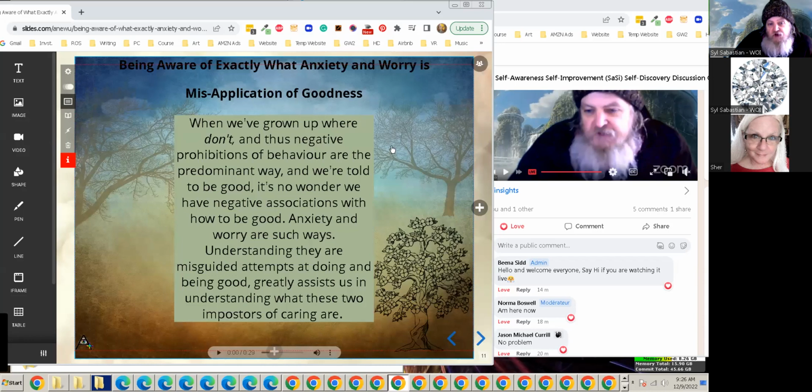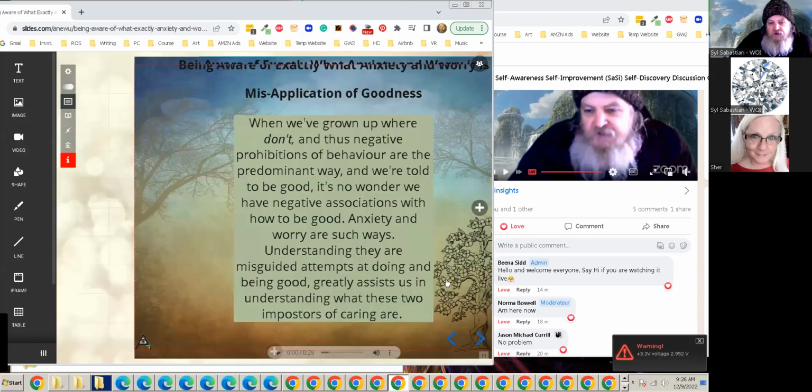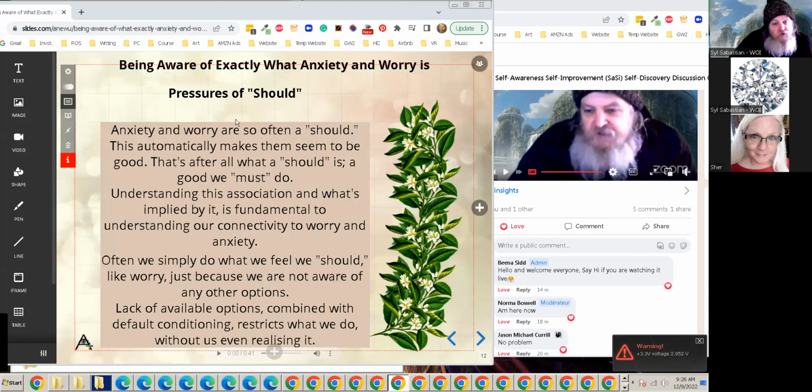Right. So when we've grown up where negative prohibitions and behavior are the predominant way we're told to be good, it's no wonder we have negative associations with how to be good. Right? All right. Anxiety and worry are such ways. Understanding they are misguided attempts at doing and being good greatly assists us in understanding what these two imposters of caring are. The two imposters here now being anxiety and worry. Right. Masquerading as caring. Why? Because we think we should. And this leads to the next point. Now we come to pressures of should.